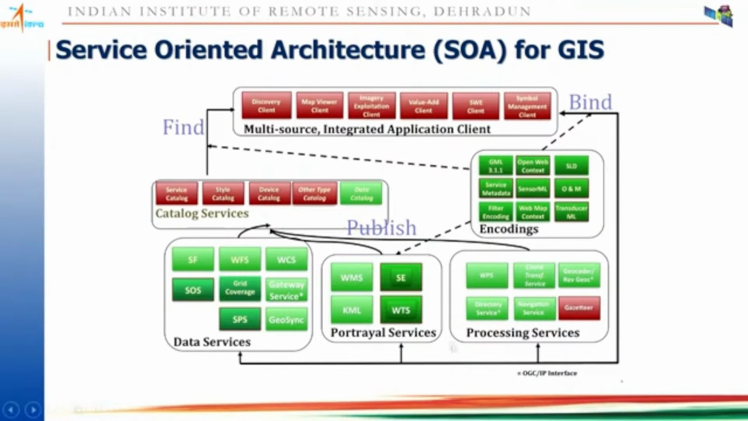That is done through processing services. A very common format is WPS, Web Processing Services. So I told you about portrayal services, processing services, data services. Now encoding services also. You have a land use map.